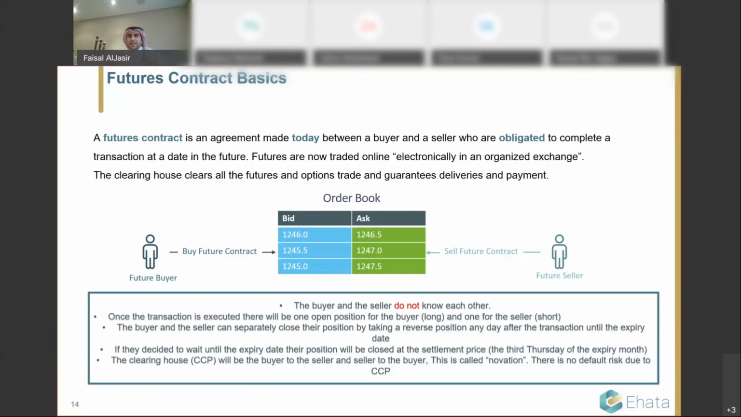So the clearinghouse, the CCP, what's the function of the CCP? So the CCP will be the buyer for every seller, basically, and the seller for every buyer. And this is a very important concept, and this is what can create liquidity. This is what also manages the credit risk or the default risk.